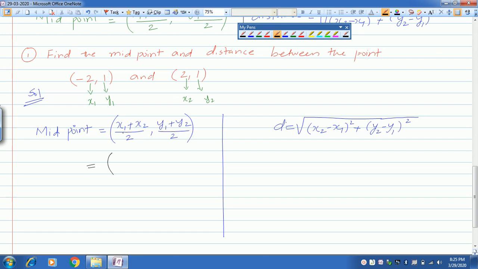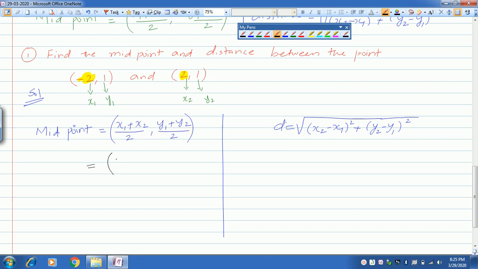This is x2. What is x1 here? x1 is minus 2. What is x2? This is 2. So I have to substitute the values.